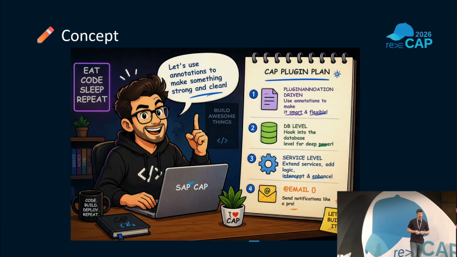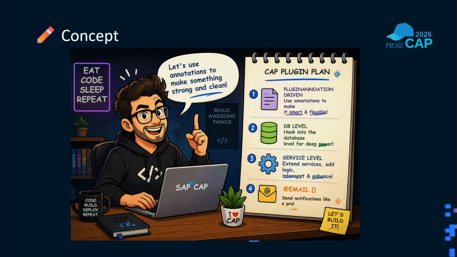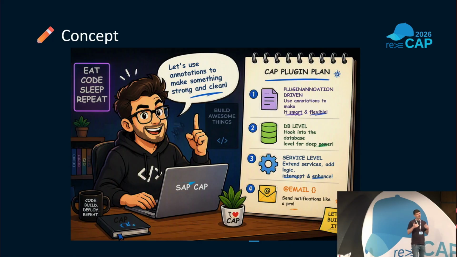So what can this plugin do for you? Obviously, it can send emails, but it is configurable at the database and the service level of the application. So let's say you want an email to be sent out when an order is created. You can put this annotation on the database and it will always happen. But it might be that on different services, you don't want this behavior. So if you put it on the service level, you can always choose where and when you want the notifications or emails to be sent out.